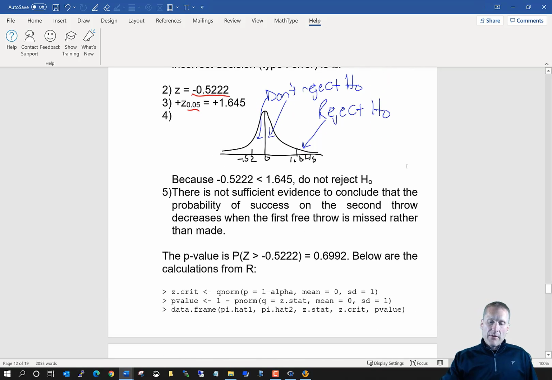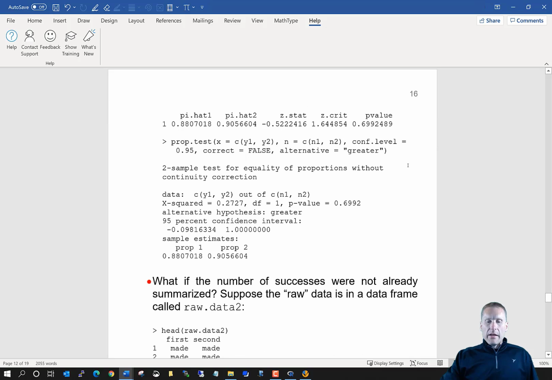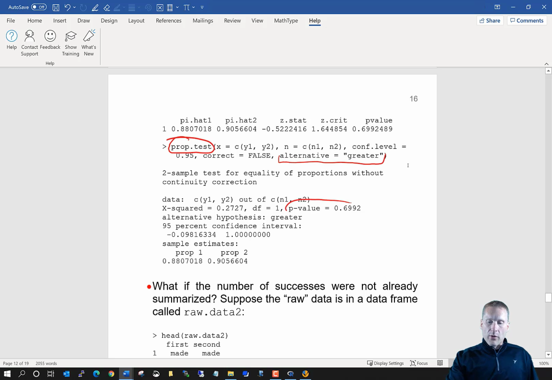In terms of the p-value, now what we're trying to do is find the area underneath the curve rather than comparing values on the x-axis. That p-value ends up being 0.6992. If one were to actually do this in R, the quickest way is to use the prop.test function. Where now for the alternative, we say greater, because we have the greater than sign in the alternative hypothesis. Here's the corresponding p-value.